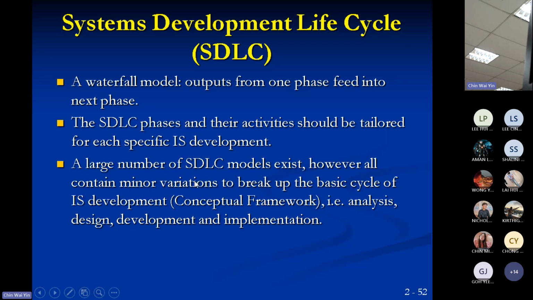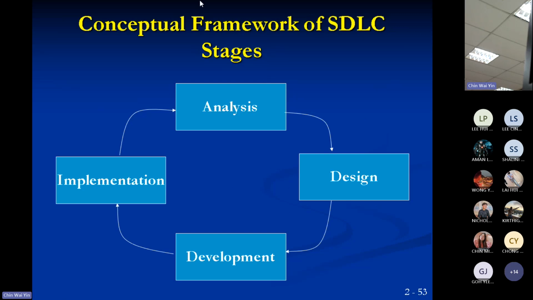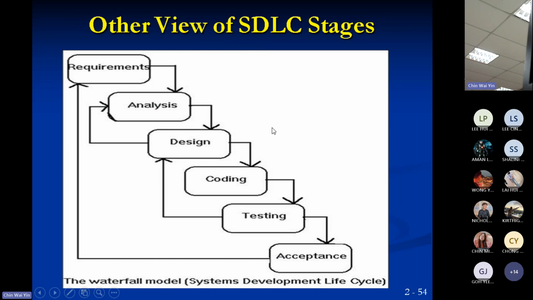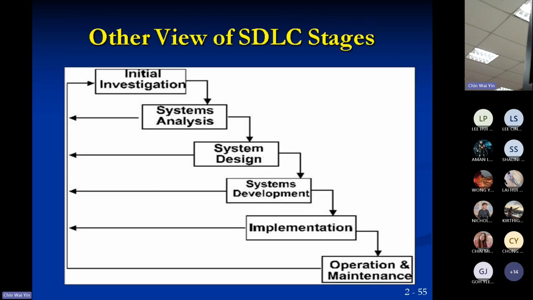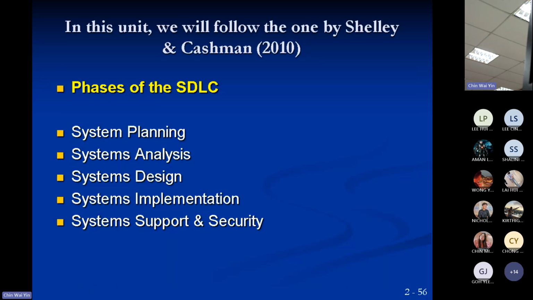So a large systems development that is very complex may have more than 5 phases, because it's basically the 5 phases or 4 phases broken up into more phases. This SDLC has only 4 phases, from analysis, design, development to implementation. This SDLC has 6 phases. This one also has 6 phases, but they name it differently. If you Google SDLC, they will give you variations. Some even have 20 phases or more, and so on.